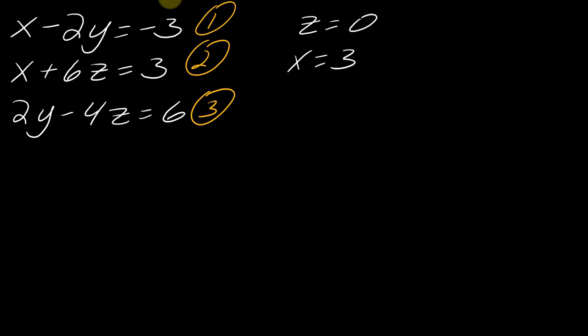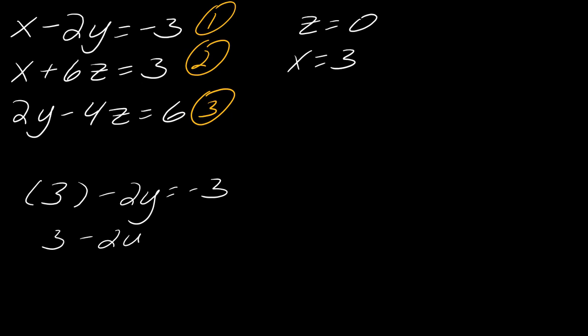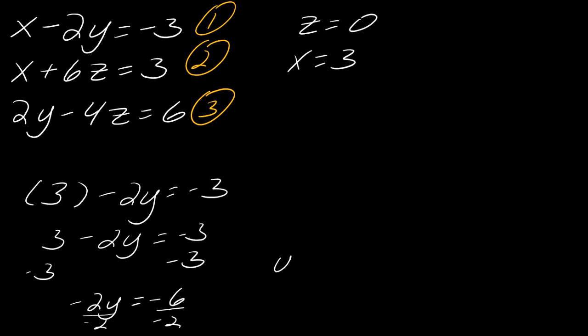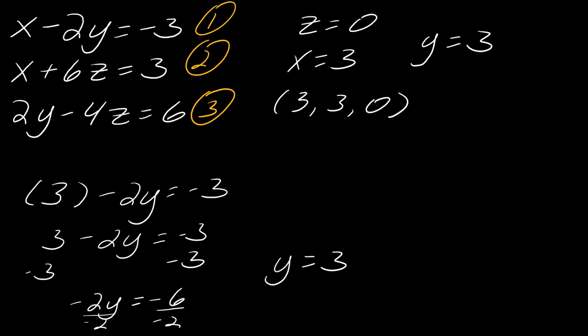All right, so taking equation 1, I'm going to plug in x equals 3, and then I've got this minus 2y equals negative 3. So this is really just 3 minus 2y equals negative 3, and then I can subtract off the 3's to get negative 2y equals negative 6. Divide both sides by negative 2 to get y equals 3. So there we go. Now remember, I said that we do want to state this as an ordered triple, so this will be 3, 3, 0.